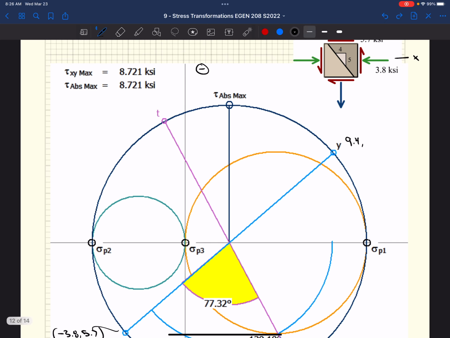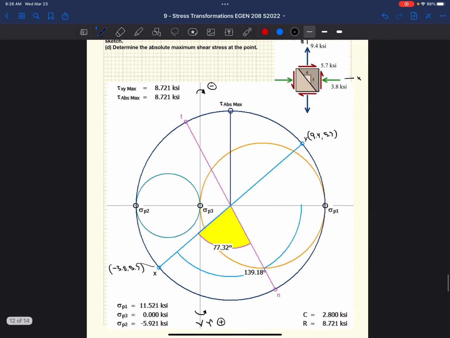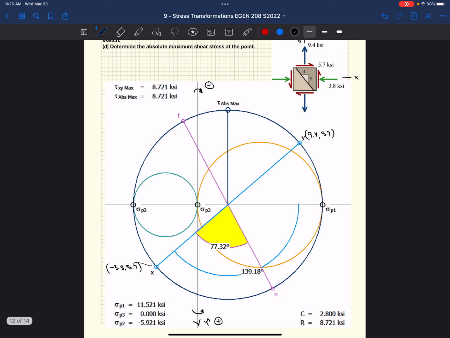Whoops. Trying to add a picture. There we go. It's actually clockwise up there, right? So if we look at the Y face, that 5.7 is trying to turn that block clockwise. So we're going to be up there, 9.4 and 5.7. That's our coordinates. We plot our 2 points. Okay. Keep going, right?